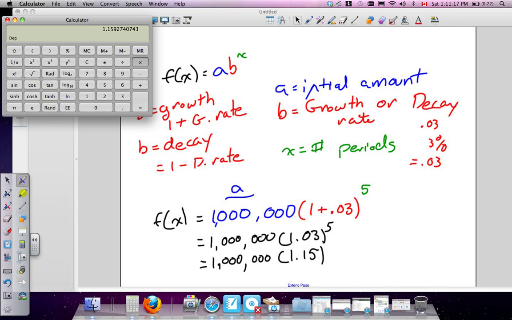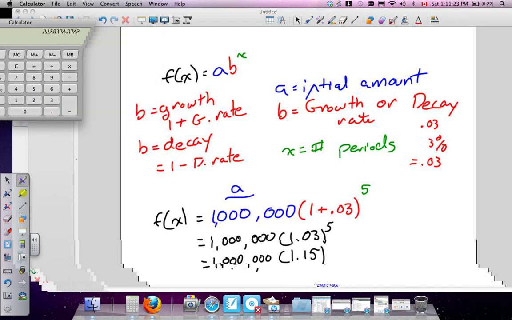And then I take that number times 1 million. Because I invested in my friend, oh, I'm rich.